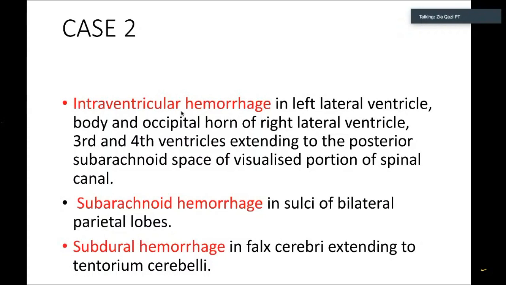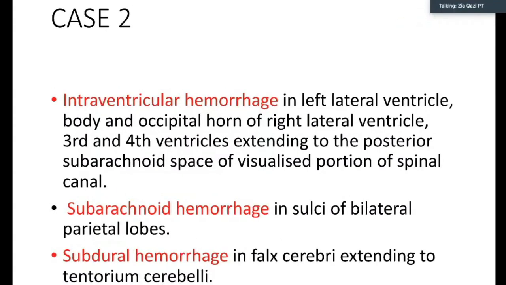Intraventricular hemorrhage. Okay, so intraventricular hemorrhage in the body and occipital horn of lateral ventricles, third and fourth ventricles, extending to the posterior subarachnoid space of visualized portion of the spinal canal. Meaning it is extending over the cerebellum until the spinal canal. So all the three things that we suggested or suspected in the scan are right.